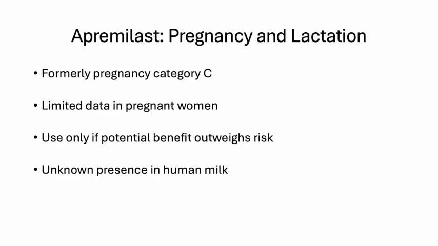The use of Apremilast during pregnancy and lactation requires careful consideration as well. It was formerly classified as pregnancy category C, however there's a lack of well-controlled studies in pregnant women. The current recommendation is to use Apremilast during pregnancy only if the potential benefit justifies the potential risk to the fetus. Regarding lactation, it's currently unknown whether Apremilast or its metabolites are present in human milk. As always, the decision to use this medication in pregnant or breastfeeding women should be made on a case-by-case basis.